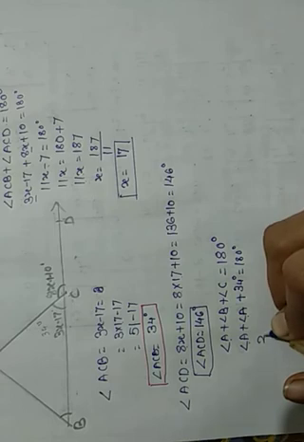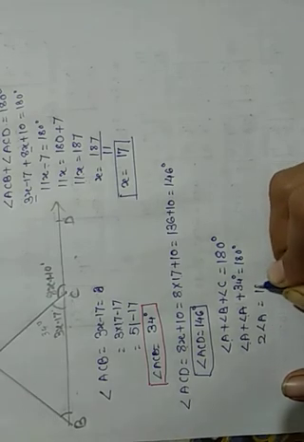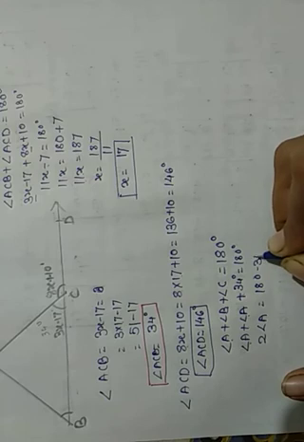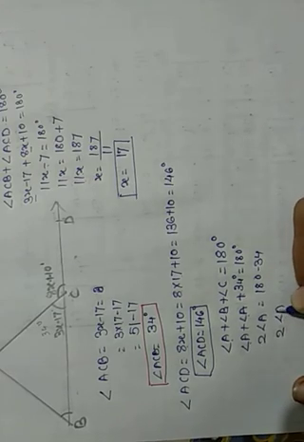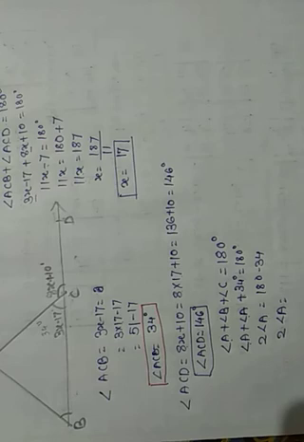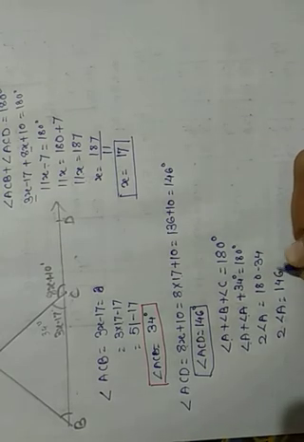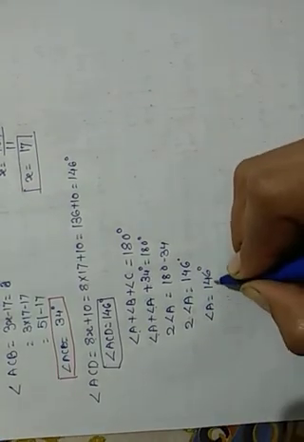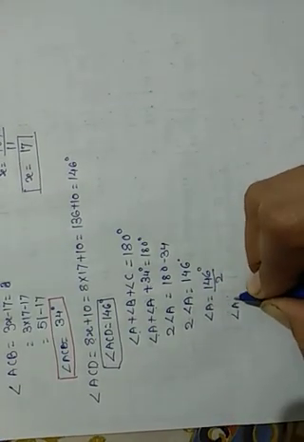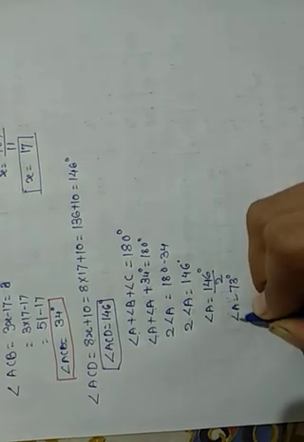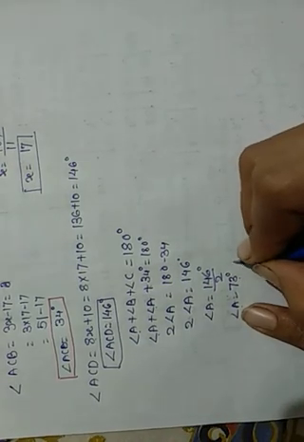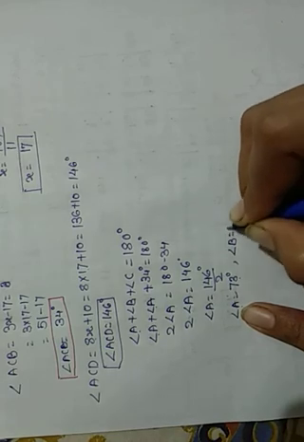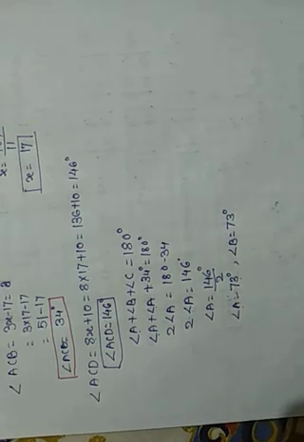Angle A plus angle A, that is 2 angle A, is 180. This plus 34 becomes minus 34. So 2 angle A is equal to 180 minus 34, that is 146 degrees. So angle A is equal to 146 degrees divided by 2. So angle A is equal to 73 degrees, and angle A and angle B both are equal. It means angle B is also 73 degrees.